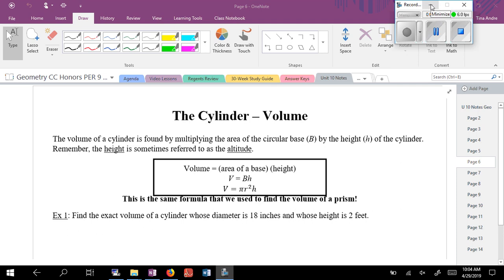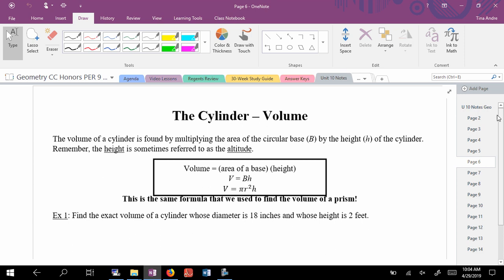In this lesson, we're going to learn how to find the volume of cylinders. The volume of a cylinder is found by multiplying the area of the circular base by the height of the cylinder. So what that really looks like is the volume is the area of the base times the height, or the volume equals capital B times H, which is the same as what you saw for volume of prisms.